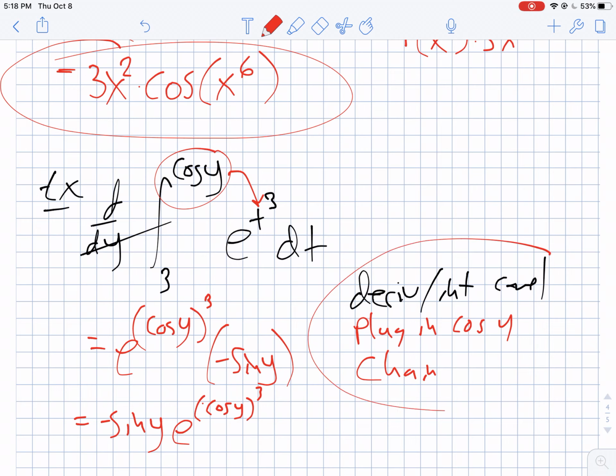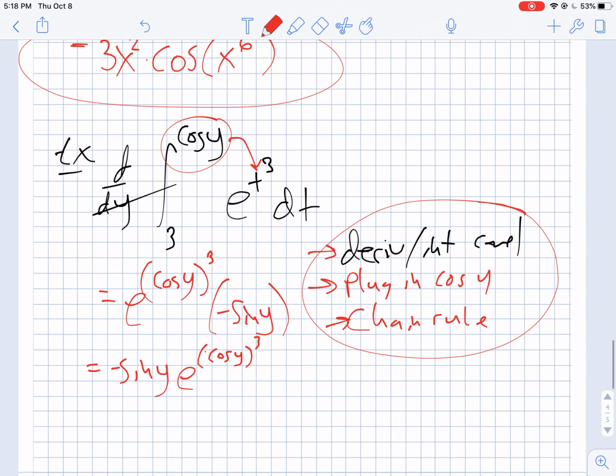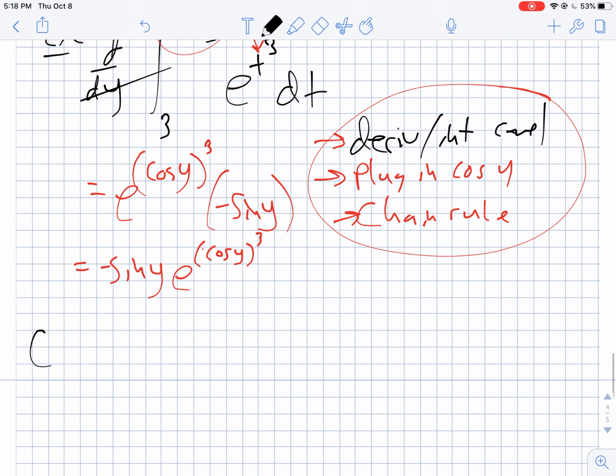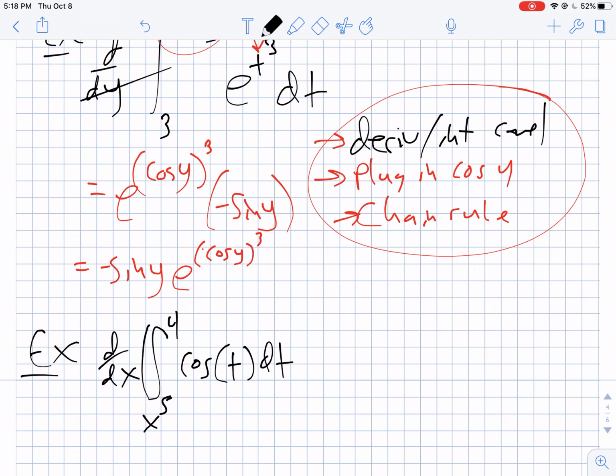And these are the steps you want to remember, right? The derivative and the integral cancel, you plug in that upper bound, you chain rule that upper bound. And that's going to happen on all these problems. One more type of thing, and we're not going to finish this necessarily, but maybe. If I asked you to take the derivative here of the integral from x to the 5th to 4 of cosine of t dt. Now, you might look at this and think, gee, Boris, my goose is cooked. I don't know what to do if I have an x to the 5th on the bottom.